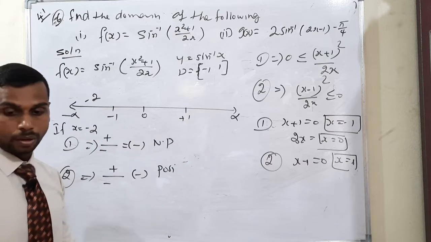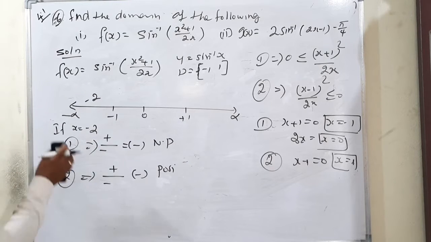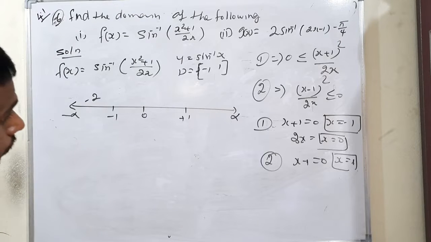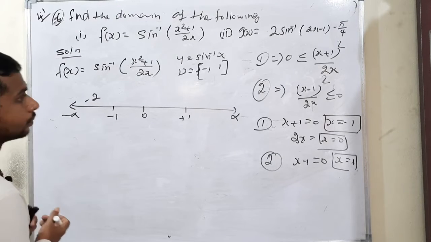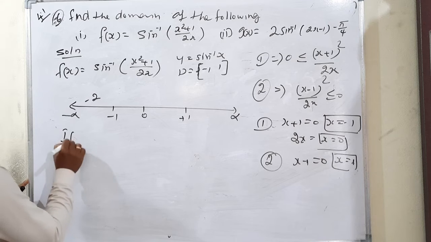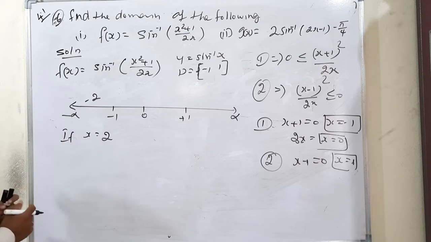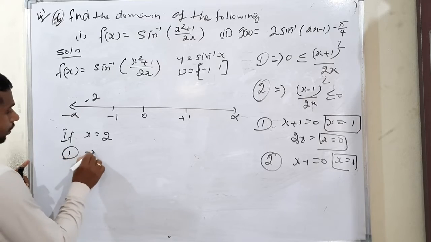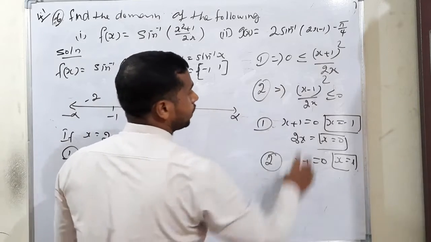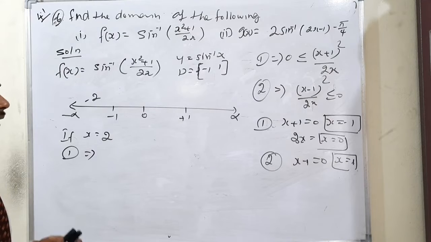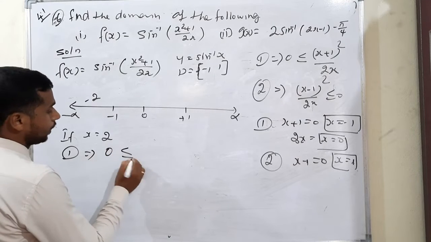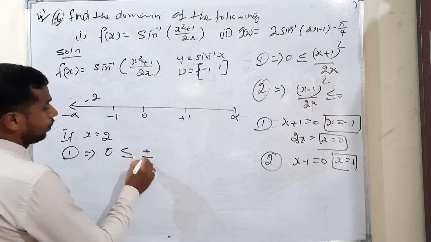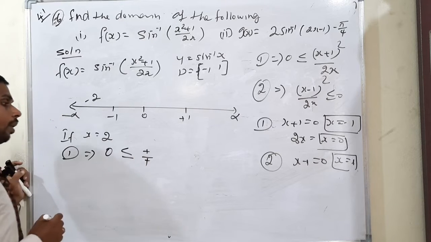Then positive 2, what will happen? So if x is equal to positive 2, what will happen? X is equal to positive 2, so case number 1, positive 2 plus 1 is equal to 3. 3 the whole square means 9. Definitely 0 less than or equal to positive divided by again positive, no? Here also positive will come. So, 0 less than is there.